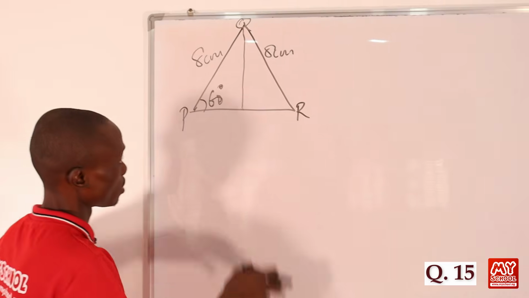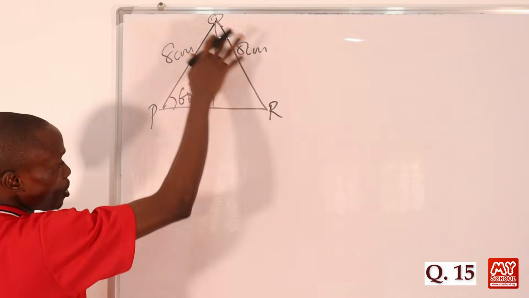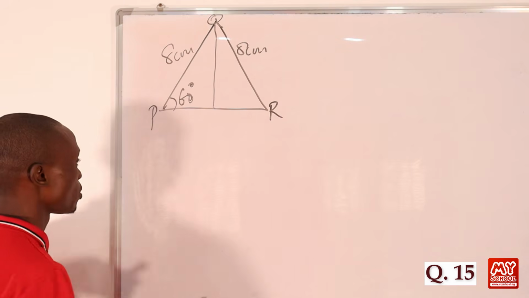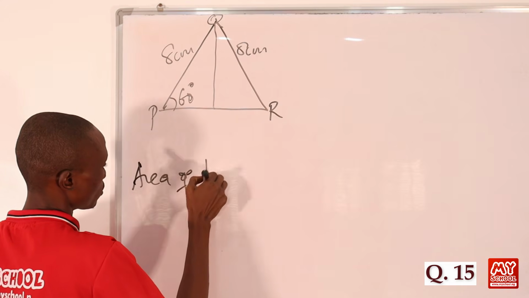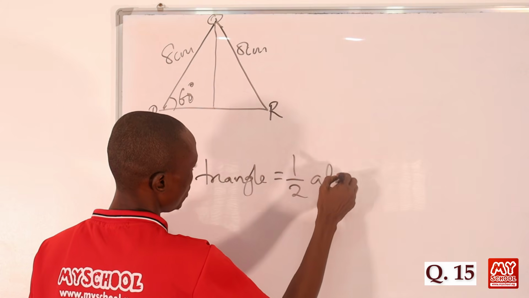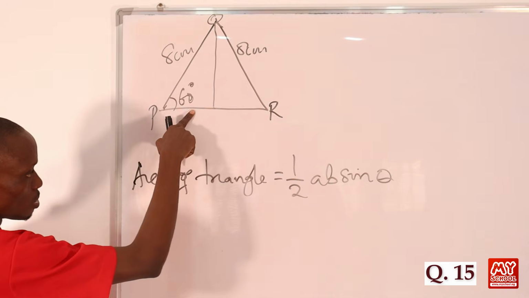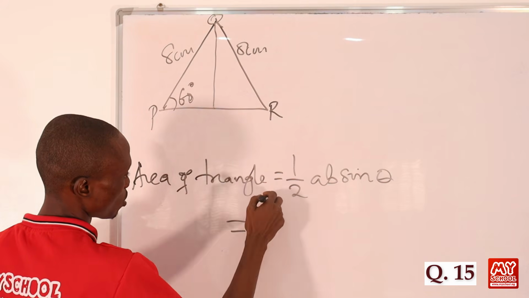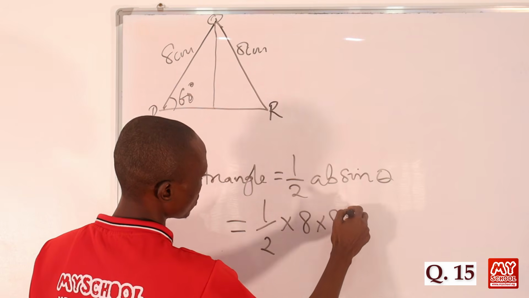So this is just the graphical interpretation of the question that is given to us, and we are asked to calculate the area of this triangle. So to calculate the area of a triangle when two sides are known, we simply use this formula: area of triangle is equal to 1 over 2 ab sine theta. In this case, our theta is equal to 60 degrees, and the two sides that are given to us are equal to 8. So we just substitute 1 over 2 times 8 times 8, then times sine 60.